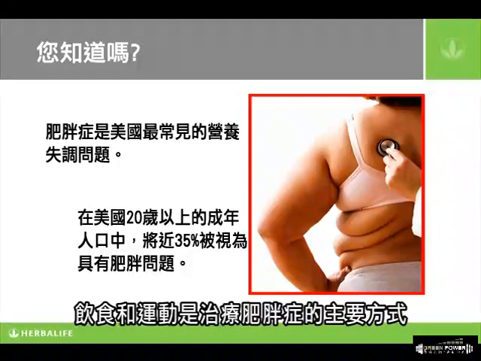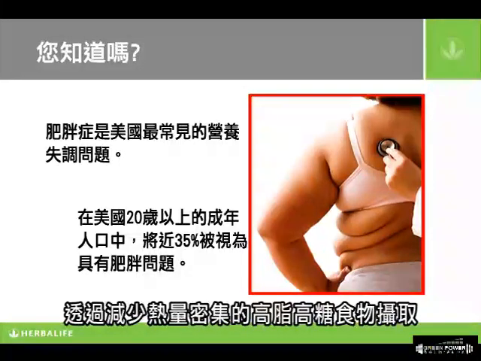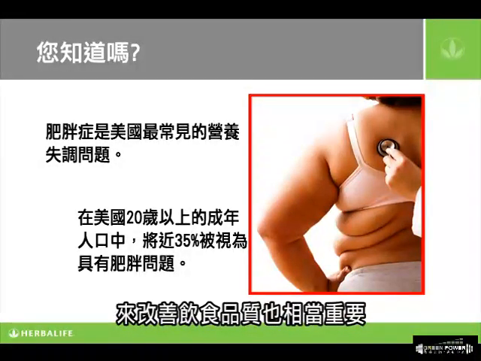Dieting and physical exercise are the mainstays of treating obesity. Moreover, it is important to improve diet quality by reducing the consumption of energy-dense foods, such as those high in fat and sugars.